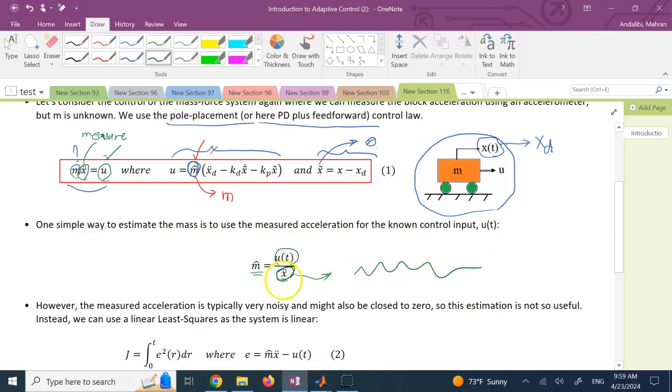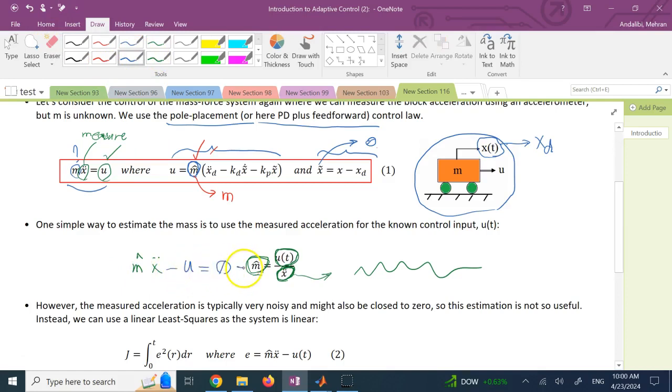Second of all, if the input that you're trying to pass to the mass, the external force, is small and acceleration is small, right? Then you are dividing by some small number, and this estimate might not be very accurate. So instead of doing this, we try to cross multiply and say, well, let's keep u as m hat times x double dot, right? And instead of writing it as equality, you write it like this. You say this difference should be equal to zero, right?